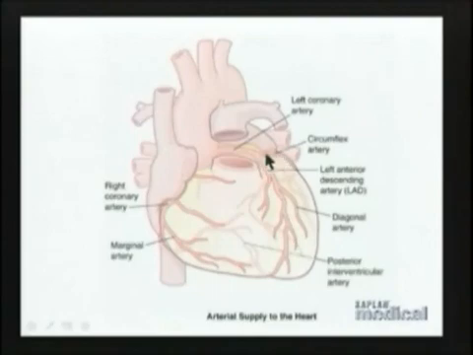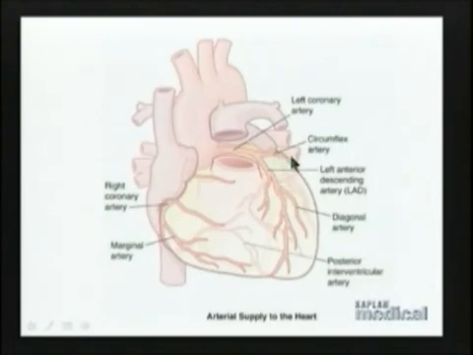One branch is the circumflex branch of the left coronary artery. And that circumflex artery, the circumflex branch, enters the coronary sulcus. And it stays in the coronary sulcus going around to the back of the heart. And again, coronary sulcus is atrioventricular sulcus. In this case, it's between the left atrium and left ventricle. So the circumflex artery is supplying the left atrium and left ventricle.